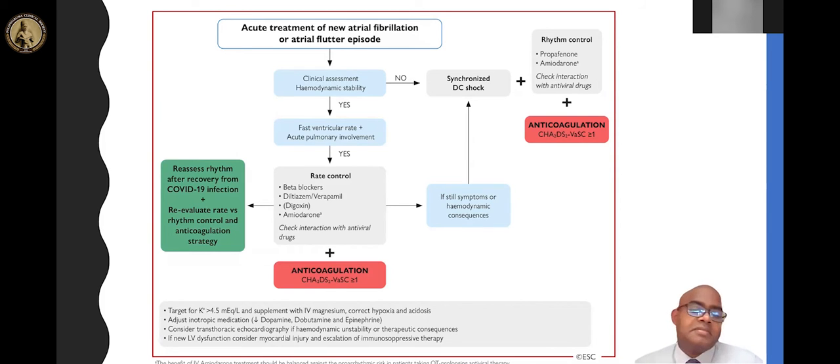Right? If the CHA2DS2-VASc score is more than 1, always decide to anticoagulate and discuss with the cardiac electrophysiologist about their follow-up plan.